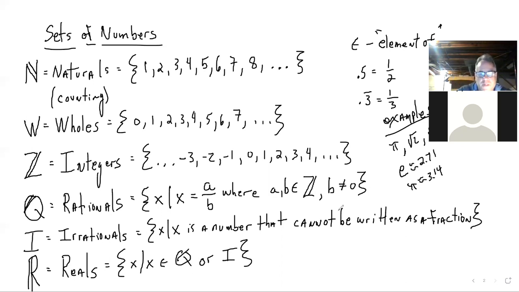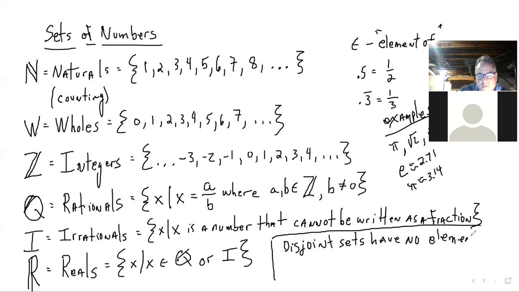Another term I'm going to throw into here. Let's put it right here. If you hear the term disjoint sets, the sets have no elements in common. So the rationals and the irrationals would be an example of disjoint sets. They have nothing in common.